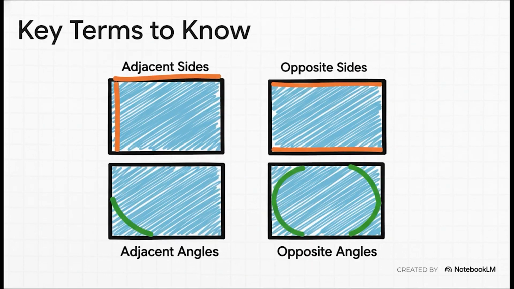Okay, before we finish up, let's just do a quick review of 4 important terms. Adjacent sides are 2 sides that share a corner, while opposite sides are across from each other. Same idea with angles. Adjacent angles share a side, and opposite angles are on opposite corners. Getting this vocabulary right will help you describe any quadrilateral like a pro.